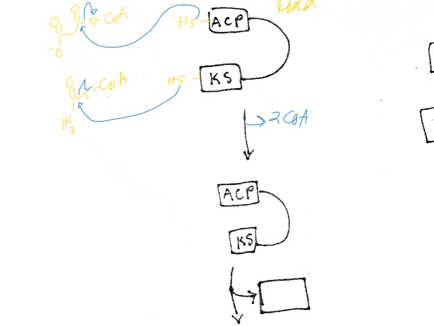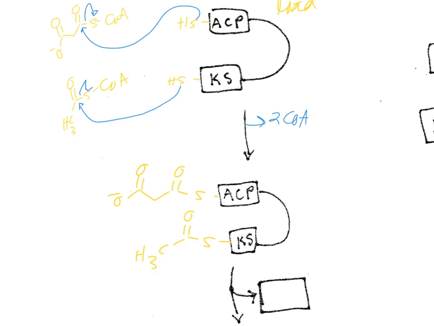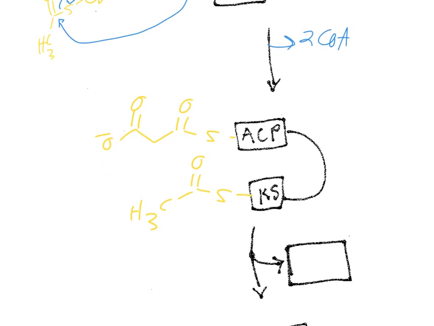So the ACPs are now loaded. Malonyl-CoA is loaded up on ACP, and then acetyl-CoA is loaded up on KS. Now I'm going to number the carbons so that you can see which carbons are moving where. I'm going to call this carbon 1, carbon 2, carbon 3. This will be carbon 4 and carbon number 5.